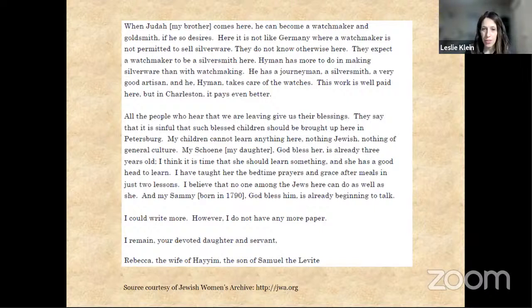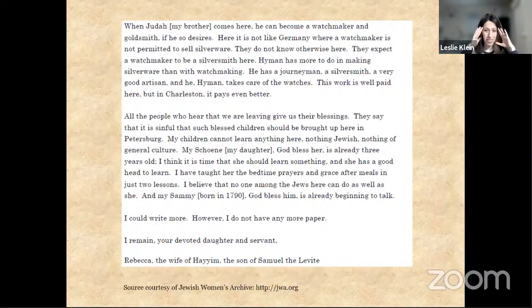My Shon, God bless her, is already 3 years old. I think it is time she should learn something, and she has a good head to learn. I have taught her the bedtime prayers and grace after meals in just 2 lessons. And I believe that no one among the Jews here can do as well as she. And my Sammy, God bless him, is already beginning to talk. I could write more. However, I do not have any more paper.